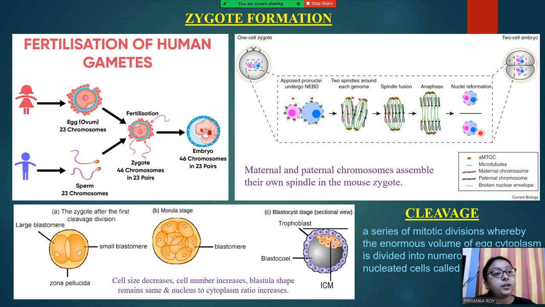Here the maternal and paternal chromosomes assemble their own spindles, in the mouse zygote that I am talking about. Now there is a controversy regarding this spindle formation, whether the spindle formation is single or double. But recent studies in the mouse zygote have shown that these spindles are double in mice. After this two-cell embryo is formed, cleavage will start.